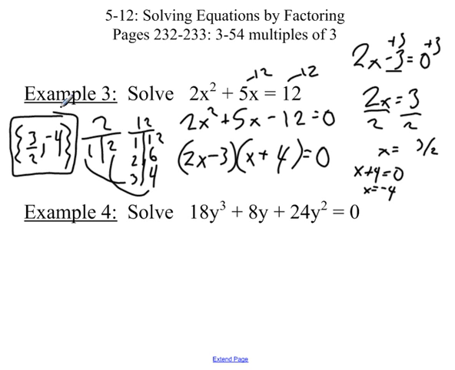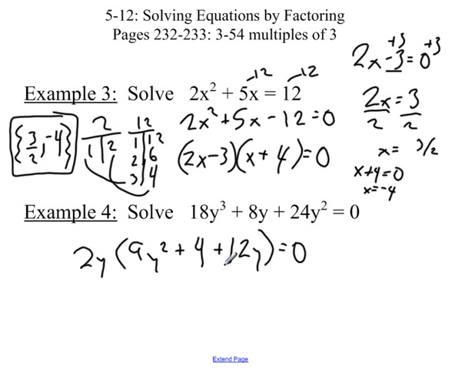Alright, and example 4 just steps up the level of difficulty when it comes to factoring just a little bit. You have an order and a common factor issue. So I can take 2y out of every term, and that becomes 9y squared plus 4 plus 12y equals 0. This isn't in the right order to factor. These need to be switched around. So what I will be factoring is a 3 and a 2, and that actually becomes a perfect square.